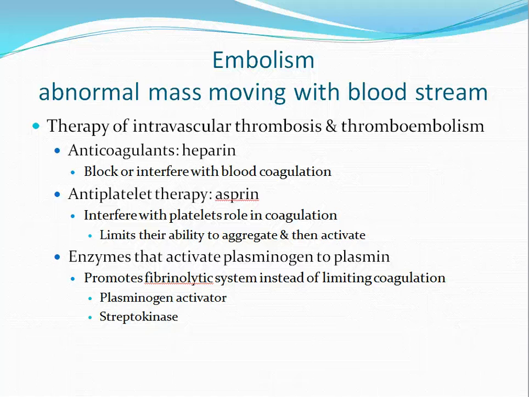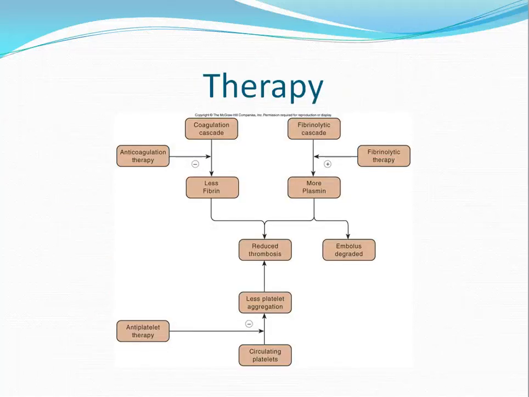There are also enzymes that activate plasminogen to form plasmin. This will promote the action of the fibrinolytic system instead of limiting coagulation. An example of an enzyme would be streptokinase. This is a plasminogen activator. This flowchart shows how these work.